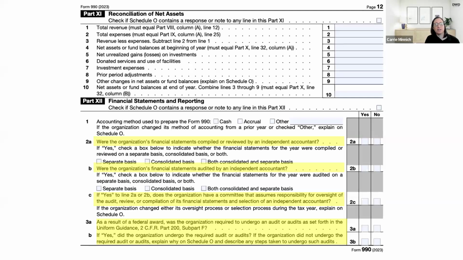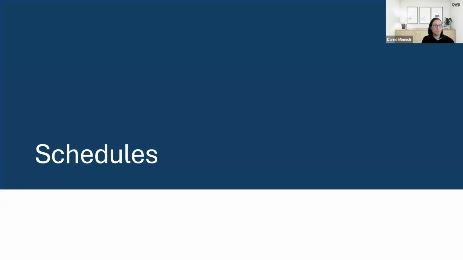And so the IRS again wants to know, were you supposed to have one done, and did you have one done? Okay, so that's the basic core form that all nonprofits have to complete when they're filing Form 990. I want to talk briefly about some of the schedules that most organizations have to file.